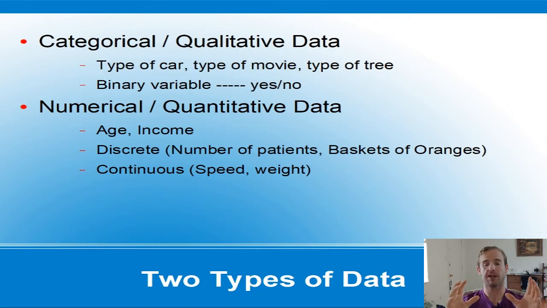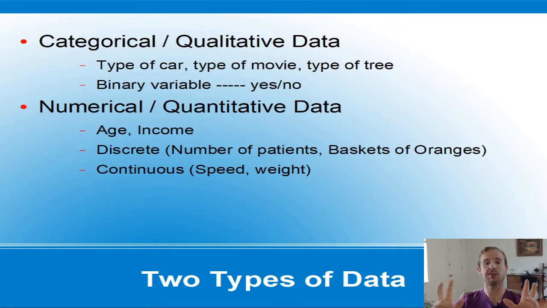Now, numerical data is all about numbers, right? So I don't care what kind of car it is. I'm asking how many miles it has on it, right? I don't care what kind of tree it is. I care about how long it's been growing, how tall it is, right? So it's a difference between putting things in categories and using numbers to describe things. So age, income, these are examples of numerical data.